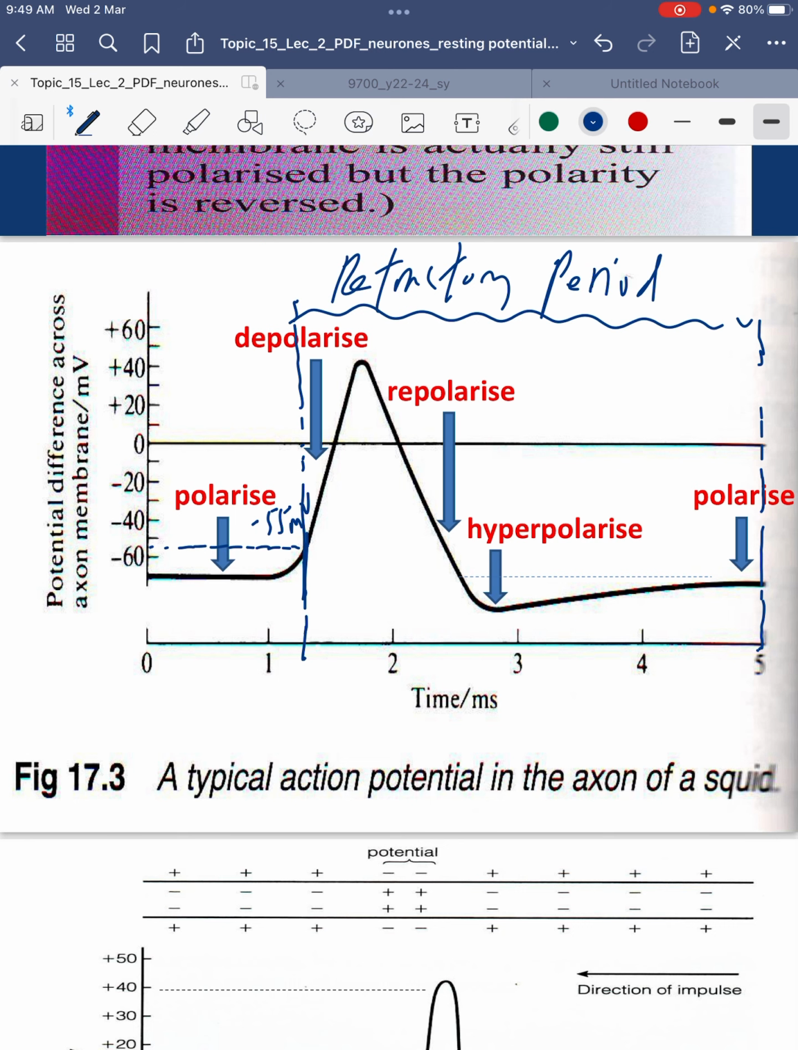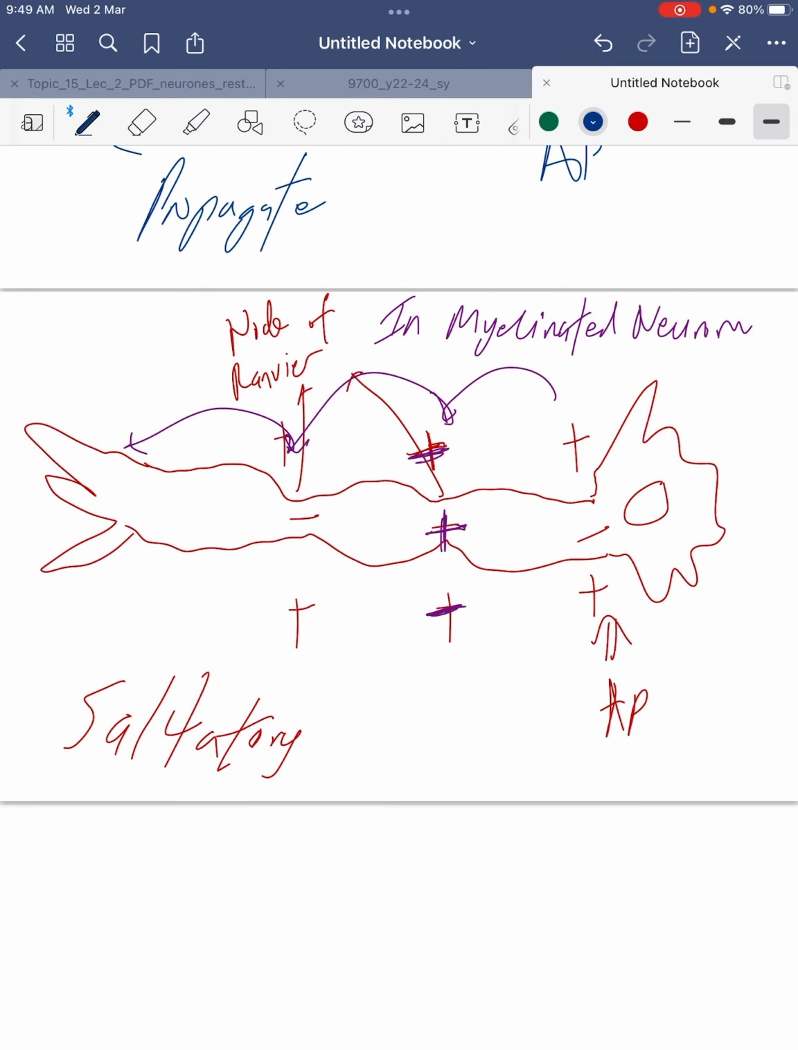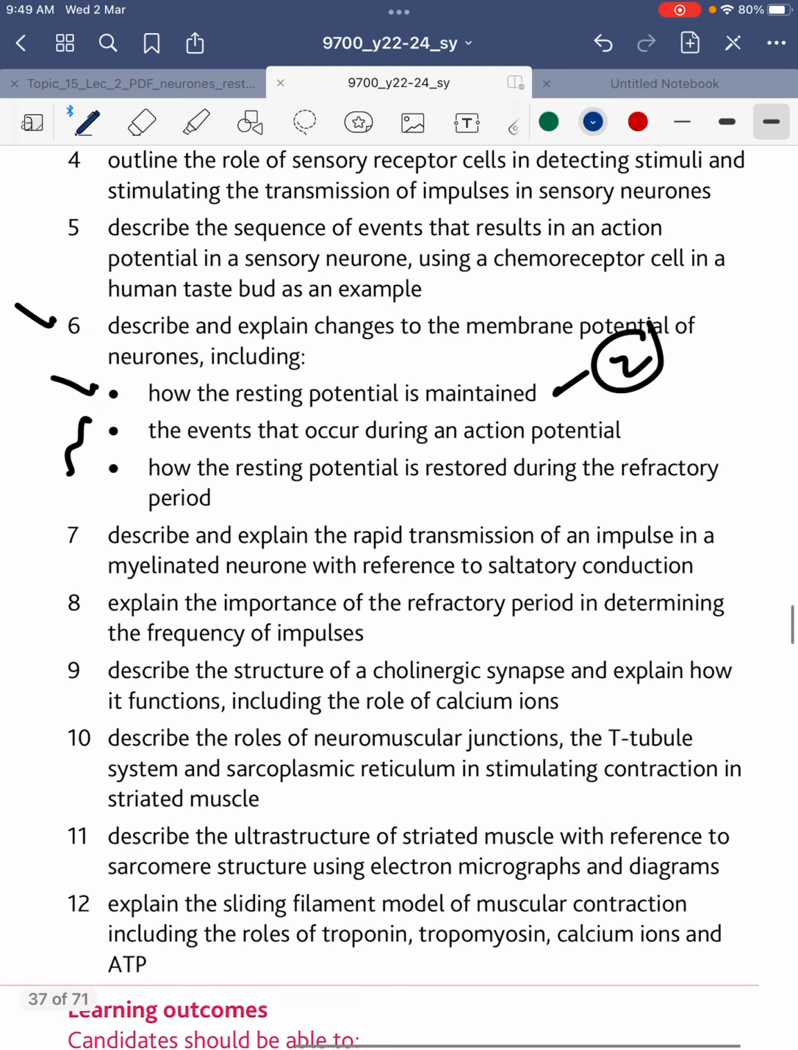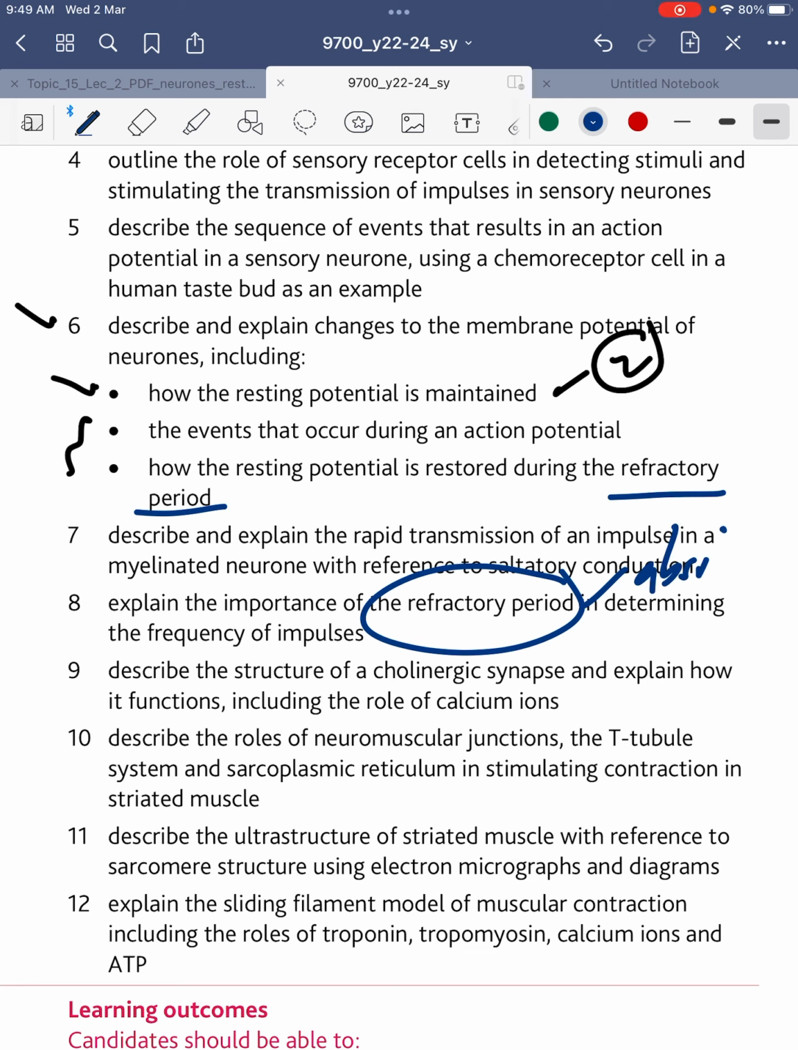Your syllabus only mentions the term refractory period. Actually in detail there's an absolute and there's also a relative refractory period. This is also during how the resting potential is restored during the refractory period. The syllabus doesn't mention the two types, absolute and relative, so we're not going to go into the detail of this. I will give you the notes, by the way.